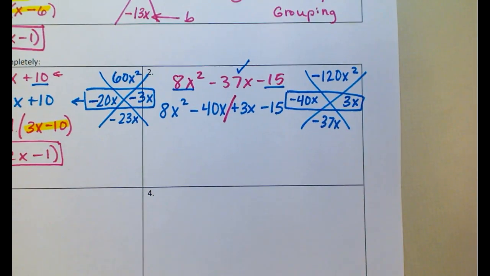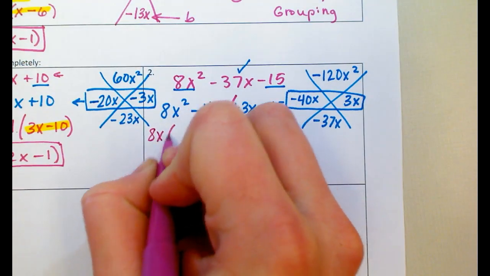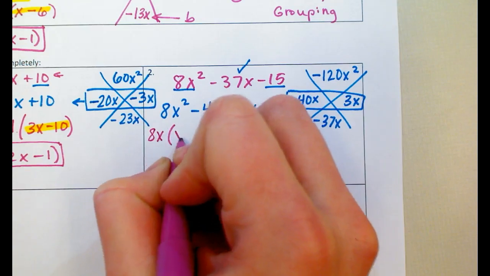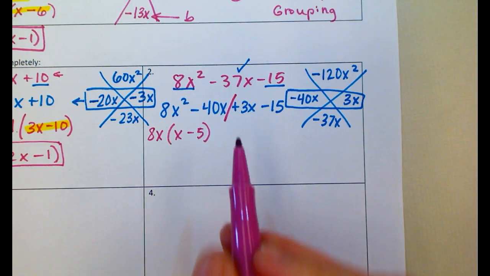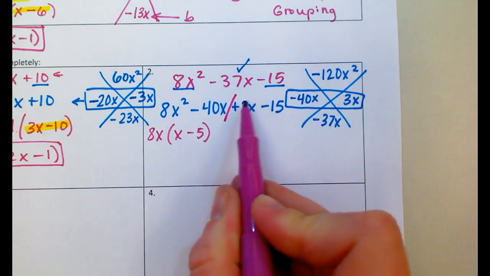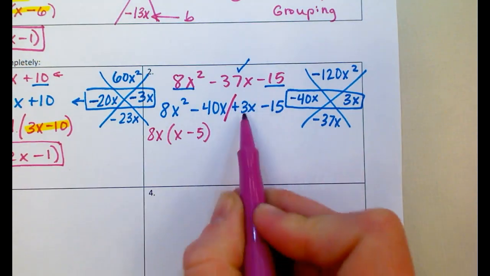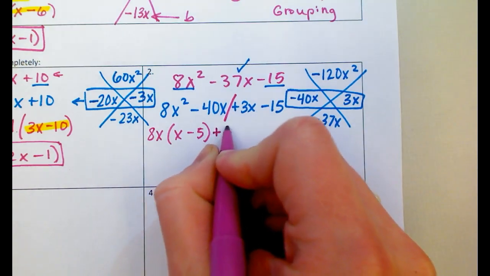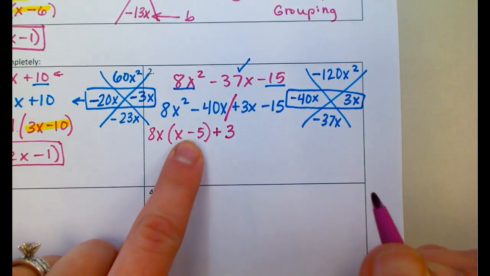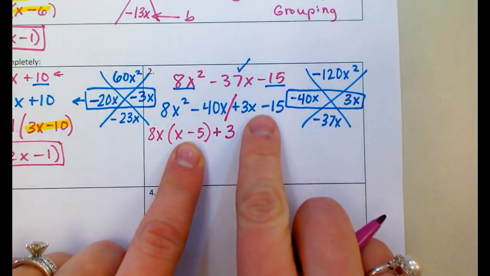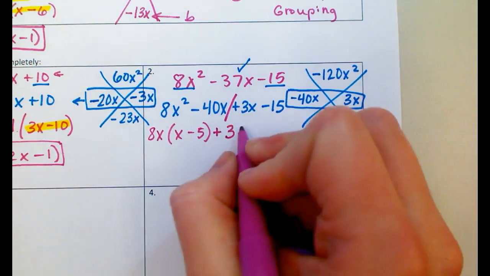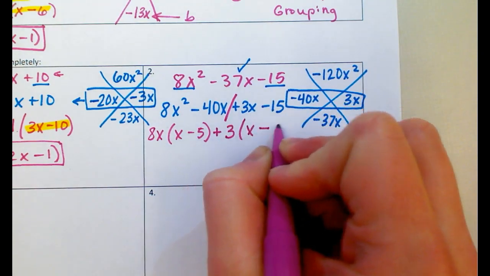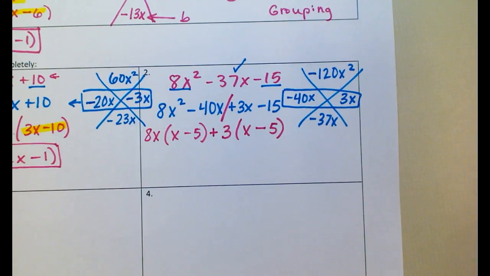Between 8x squared and negative 40x, I have 8x in common. This will leave x minus 5 on that binomial. Next, looking at my second terms, I have 3x minus 15. These numbers have a positive 3 in common. Notice my sign with this x minus 5 is already minus for the second term. That's why we factored out a positive this time. So I have x minus 5 left over.